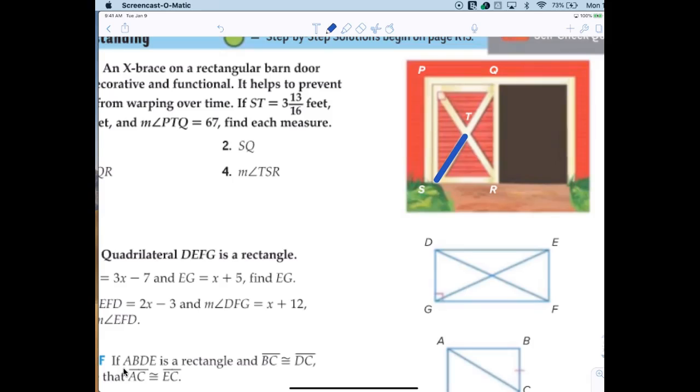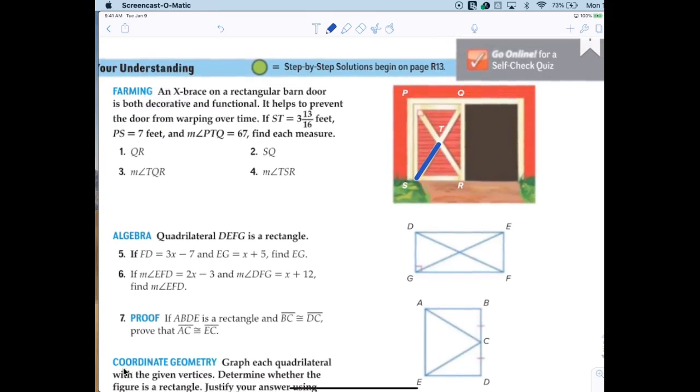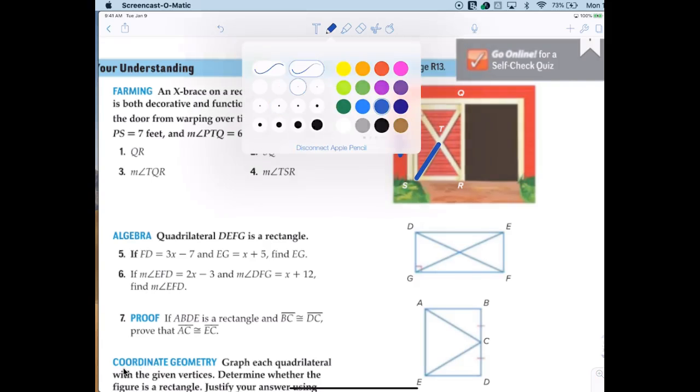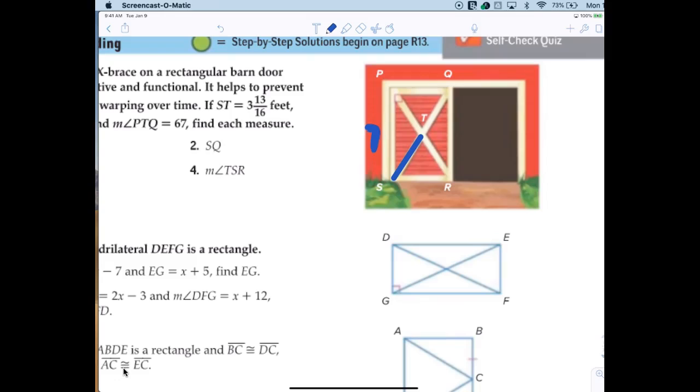3 3/16. Okay, I'm happy with you on that. I did the decimal like you said. No, just write it as the fraction. We're not rounding fractions. Now, it also said PS is 7, so we'll go ahead and mark that. PS is 7. And then angle PTQ is 67 degrees. You should be able to find out all of the other angles now.